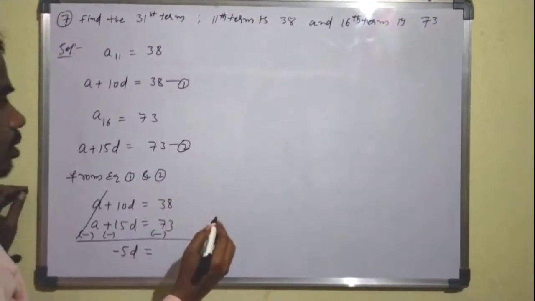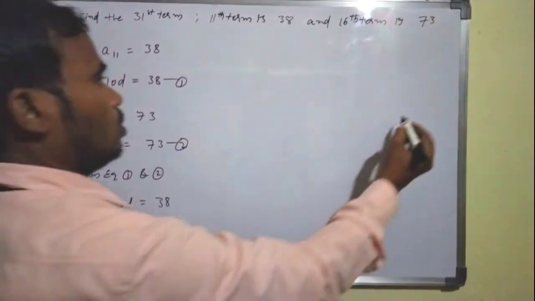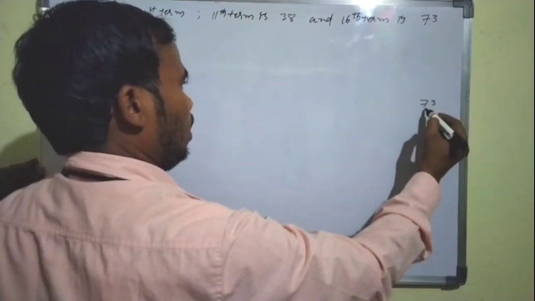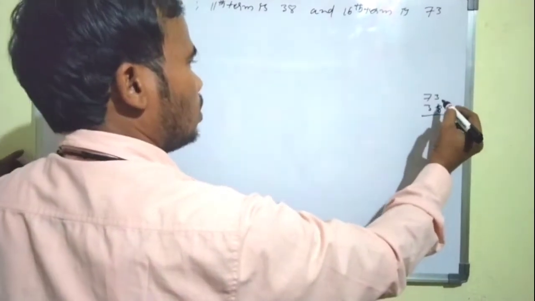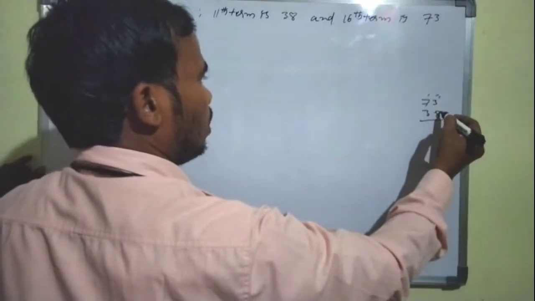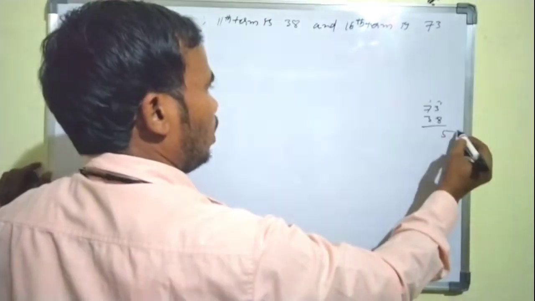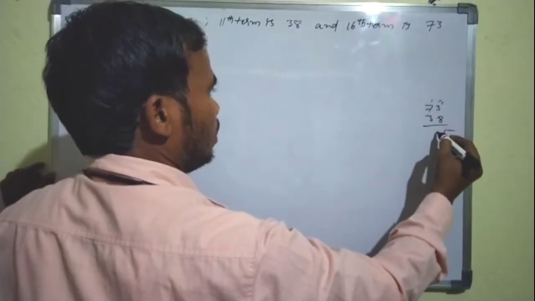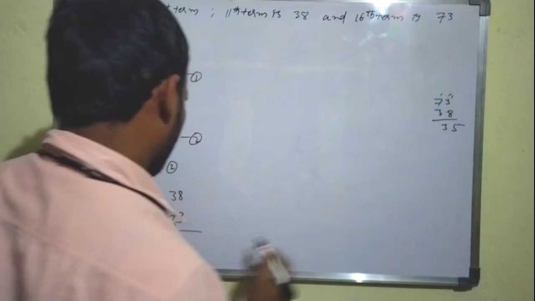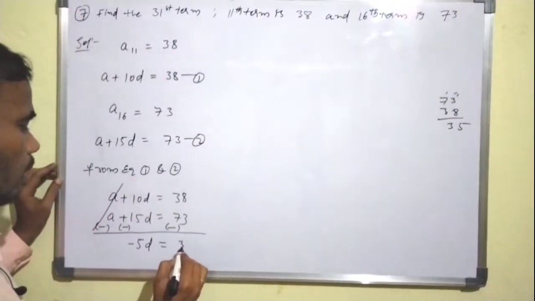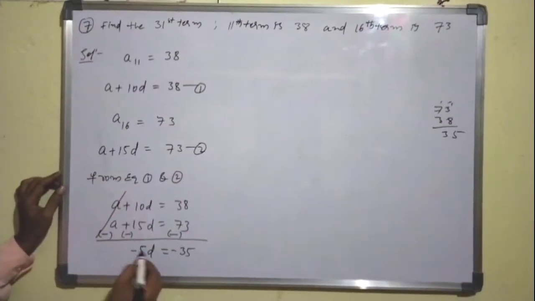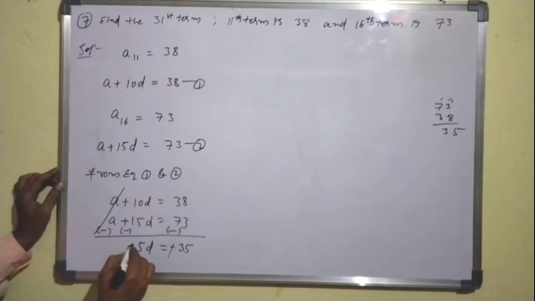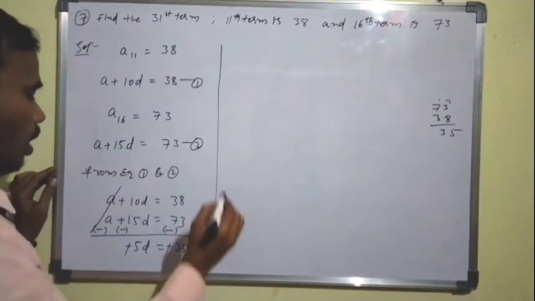So now the right side: 73 minus 38 subtraction. 13 minus 8 is equal to 5. 6 minus 3 is equal to 3. So how much getting? 35 getting. Which sign? Minus sign. So left side and right side are both the same sign, minus minus cancel. So d value how much getting?